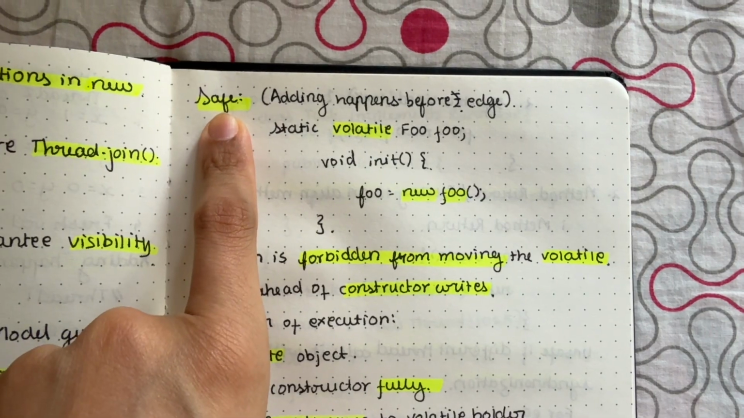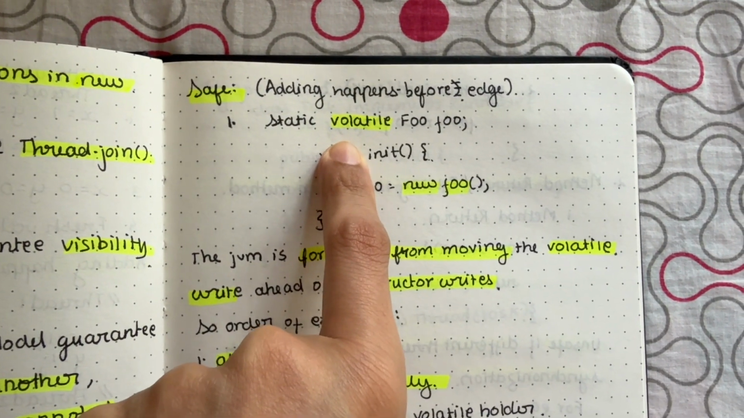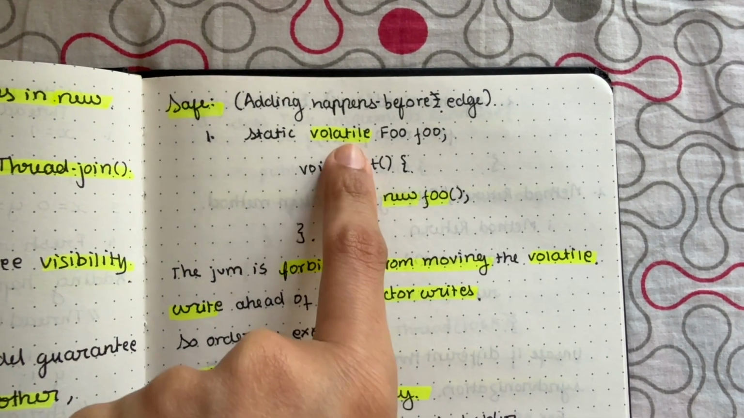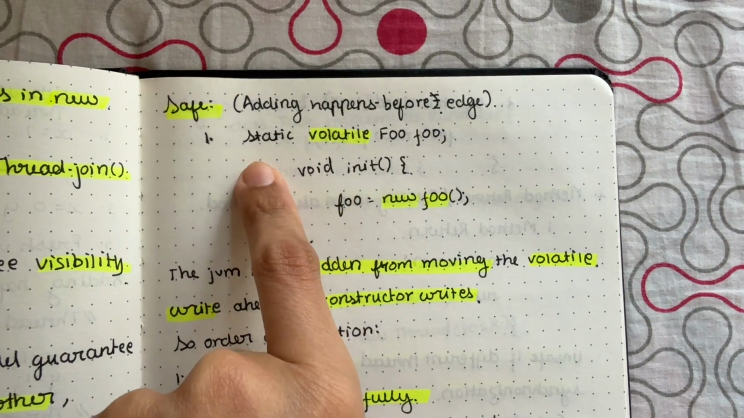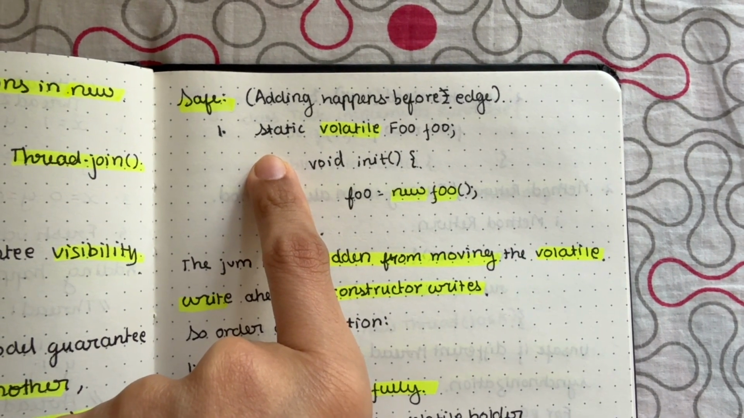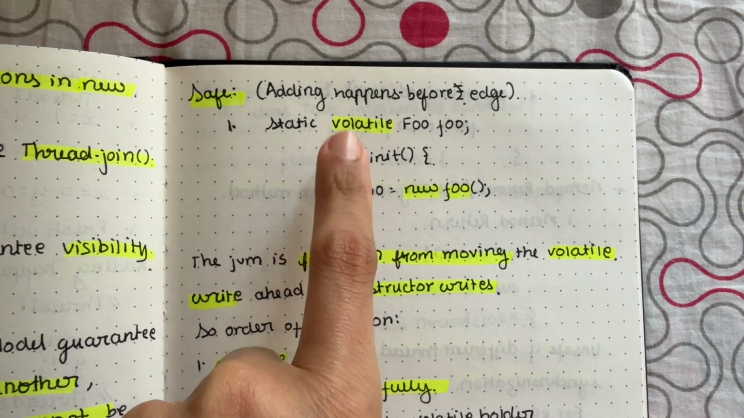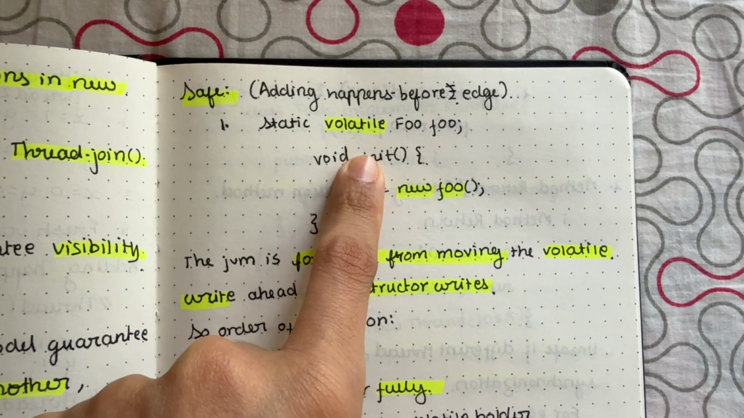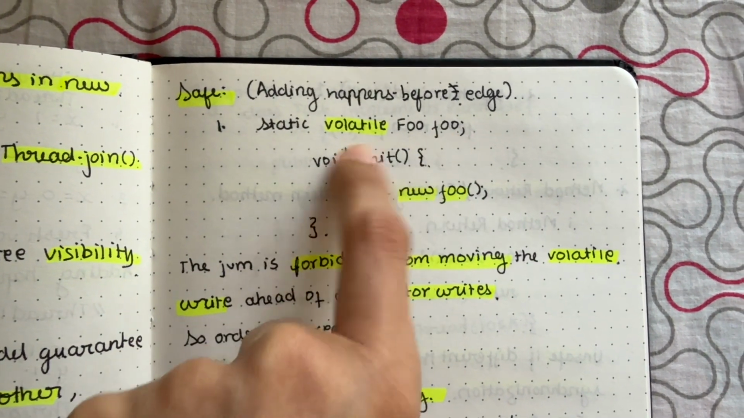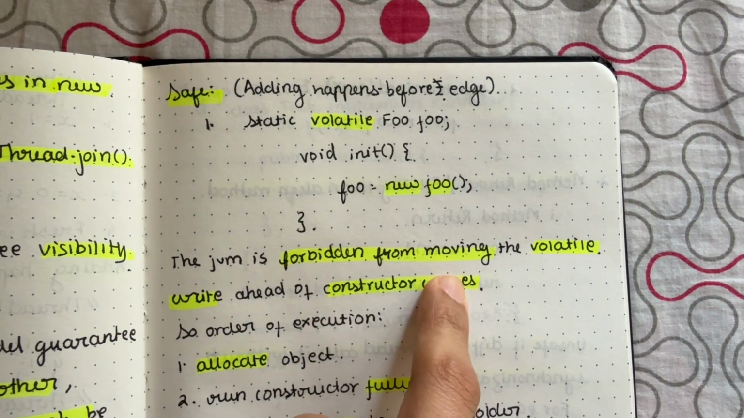Now let's see the safe version. Here I am adding a happens before edge by introducing volatile in the code. The rest of the code remains the same. Let's look at the two rules of volatile. First, all the writes that are done before writing a volatile variable are guaranteed to be completed before writing the volatile variable. That is, the order is guaranteed. There is no reordering. Second, all the writes that are made before writing the volatile variable are guaranteed to be visible after reading that volatile variable.